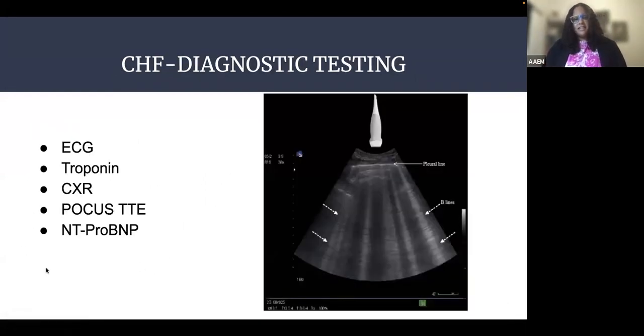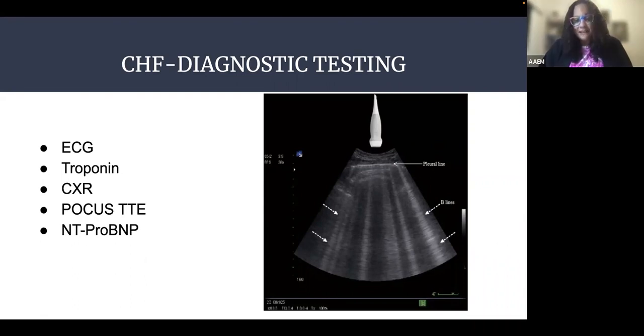So how do we diagnose CHF exacerbation? You're always going to get an EKG, a troponin, and a chest x-ray. Remember that chest x-rays are not sensitive or specific for CHF exacerbations. You may see some congestion on the chest x-ray, you may see some pleural effusions, but ultrasound is much more sensitive for a CHF exacerbation.